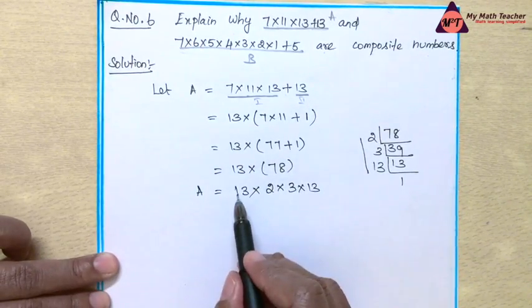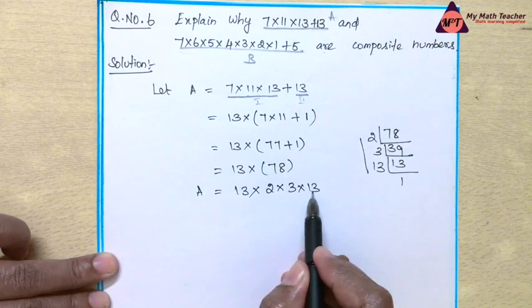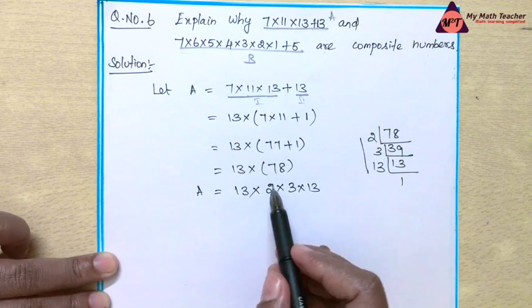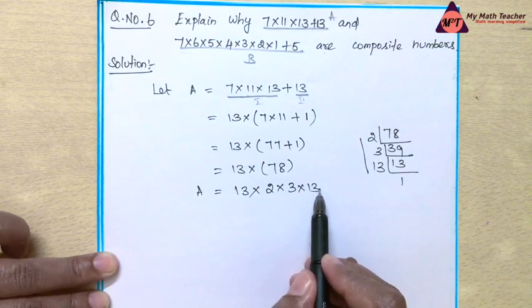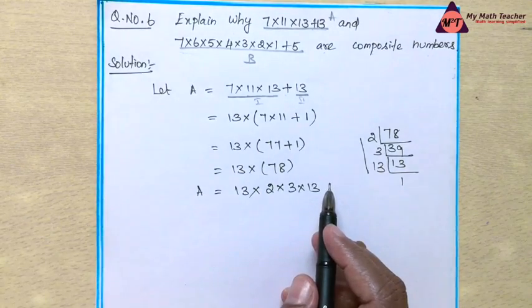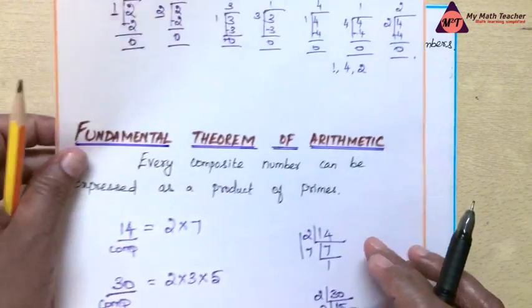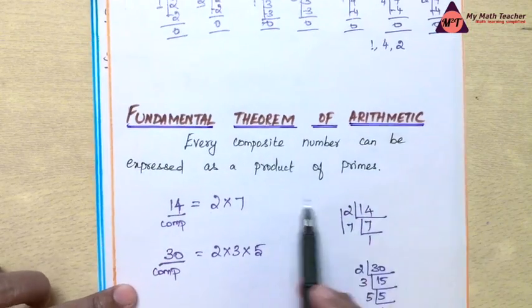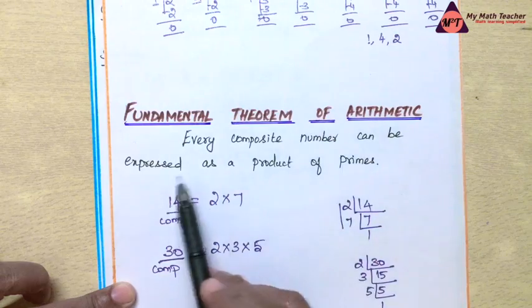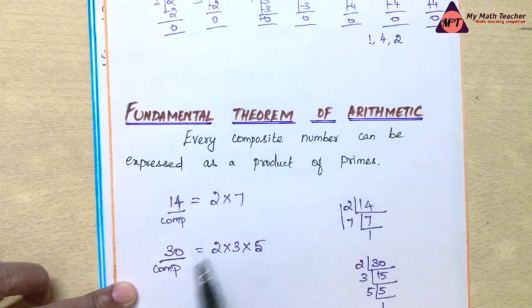Now you can see all the factors here are prime factors. So the given expression has 2, 3, 13 as factors. Therefore, it's a composite number. Why? Because in the fundamental theorem of arithmetic, in the introduction video itself, I have taught you this theorem. Every composite number can be expressed as a product of primes.